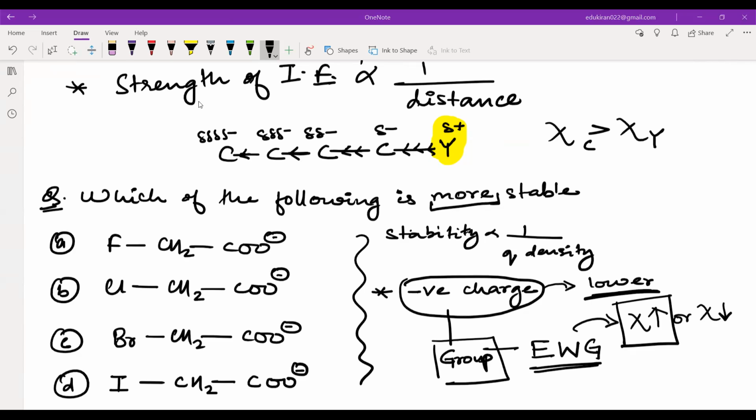Now, this may seem confusing initially. It was a bit confusing for me too: what we are doing here is pulling the negative charge, right? You will say, sir, the negative charge is not going anywhere. It was initially with oxygen. Now the fluorine will be pulling it, and fluorine will be getting a delta negative charge.